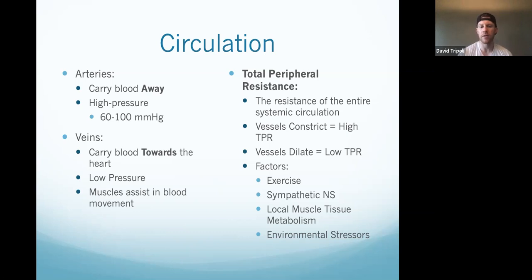Opposite of that, the veins bring blood towards your heart, right? So think kind of the back end, it's getting back to the heart so that it can go to the lungs to get reoxygenated. Typically lower pressure, and your muscles assist in the movement. So by the time the blood gets to your veins, it doesn't really have enough pressure from the heart to keep moving. That's why it's important that we move around.